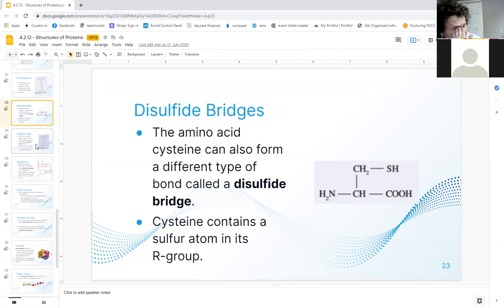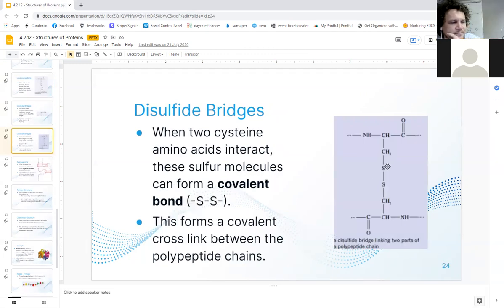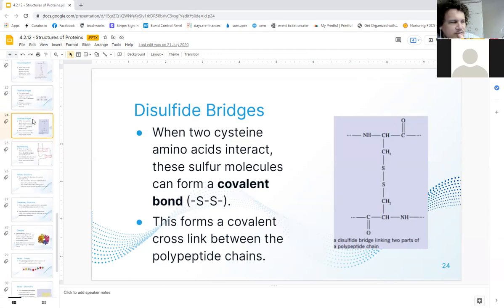Sulfur is an essential micronutrient. If you don't get enough sulfur, you can't make proteins, your body doesn't function properly. You can see the disulfide bond there, linking the two parts of the polypeptide chain through this covalent bond between sulfur. Covalent bond, sulfur is sharing its outer electrons.